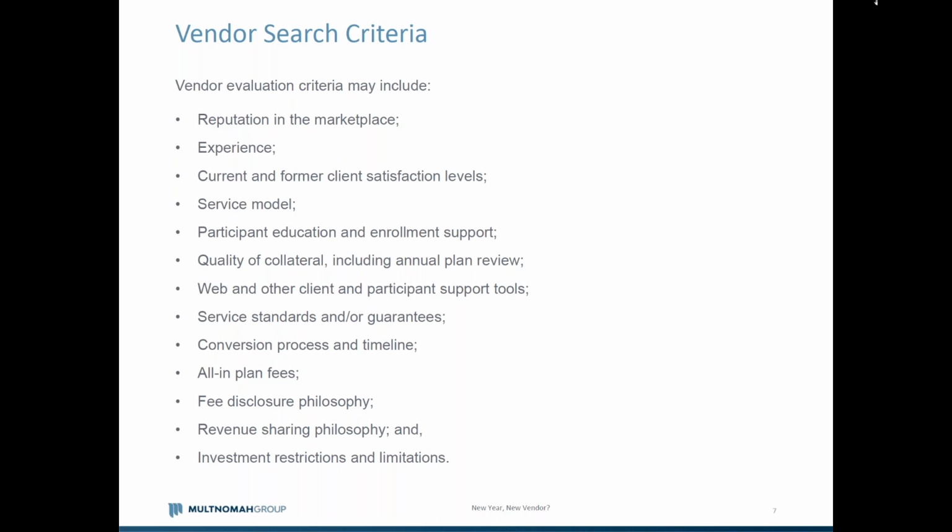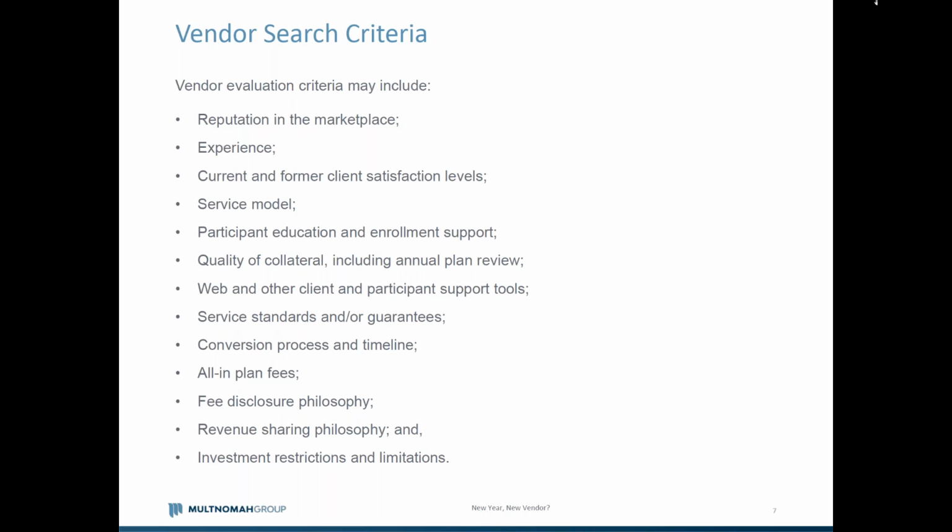Coupling with that, you know, asking for more explicit guarantees as it relates to fees if those standards aren't met. So more and more vendors are being asked to put some of their fees at risk if they're unable to meet their service standards. Certainly an area of focus, especially as the fee commitment grows for larger plans, is to try and put in place some very specific guarantees around service standards so that you can hold the vendor accountable if there are issues with the timeliness or quality of their work.